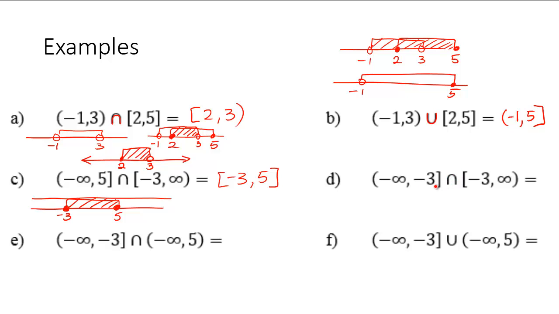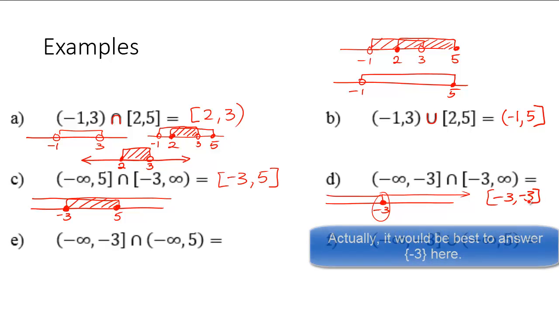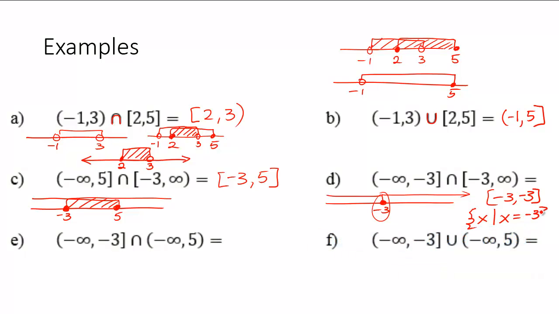Next, we're going to intersect these ones. So -infinity up to -3, intersecting with -3 to positive infinity. Well, what's the common part? Well, it's just the -3. So you could just say -3 to -3, including both. Or you could say x's such that x's are equal to -3.